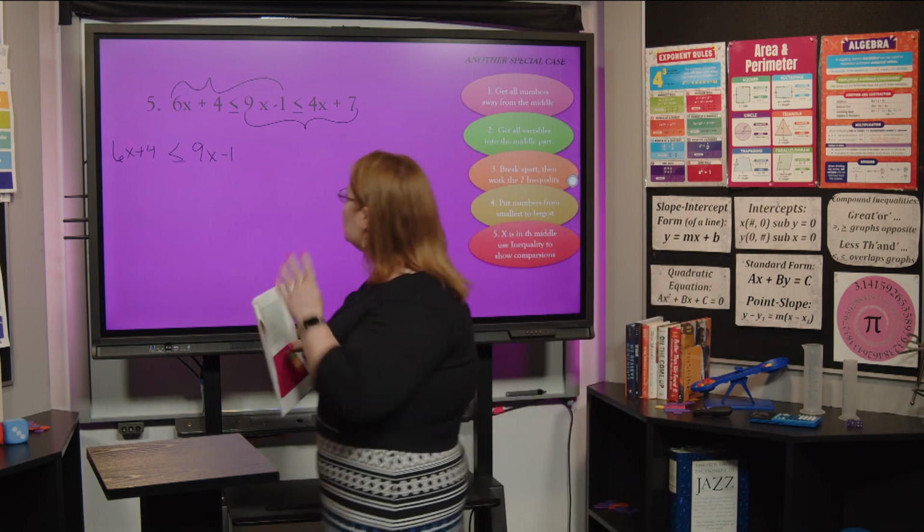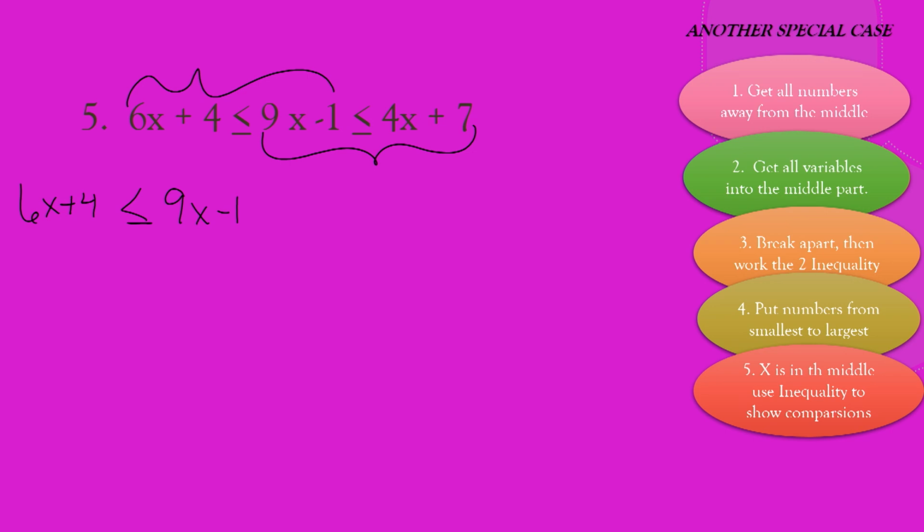So let's look. I have 6x plus 4, which is less than or equal to 9x minus 1. So let's get all my variables on the left side and my numbers on the right. Or we can put our numbers on the left side and our variables on the right. Let's do it that way. So I have 6x, I'm subtracting on both sides. So I have 4 less than or equal to 3x minus 1. So I'm going to add 1 to both sides. So 5 less than or equal to 3x. I'm going to divide by 3. So 5/3 is less than or equal to my variable.